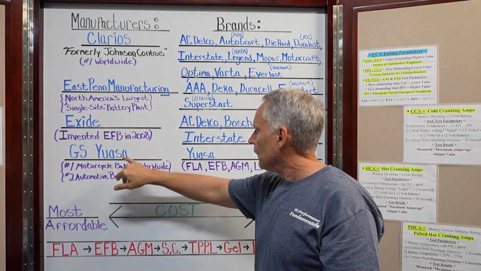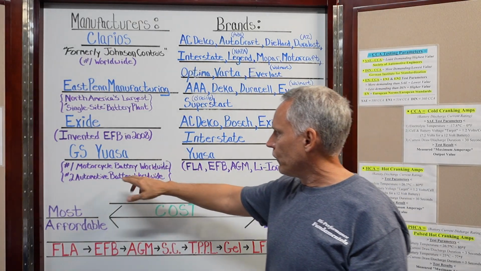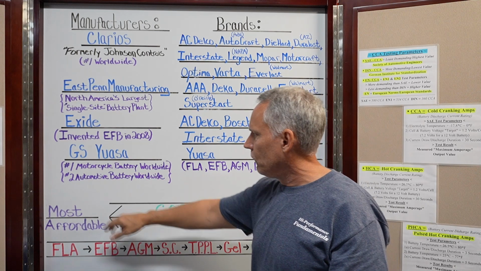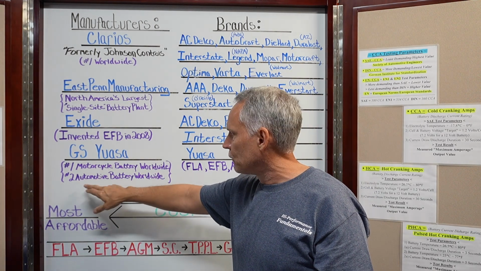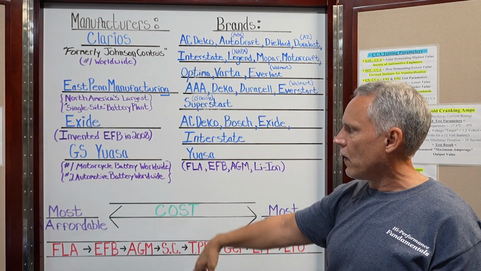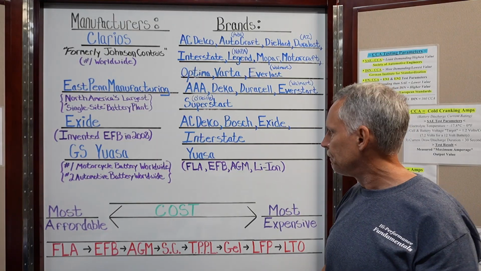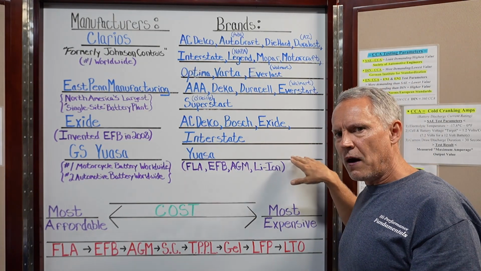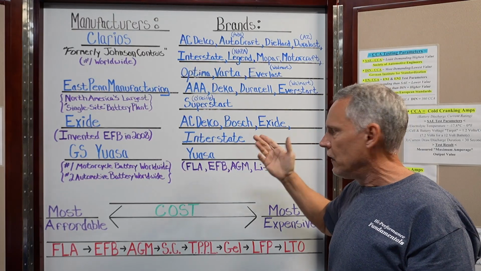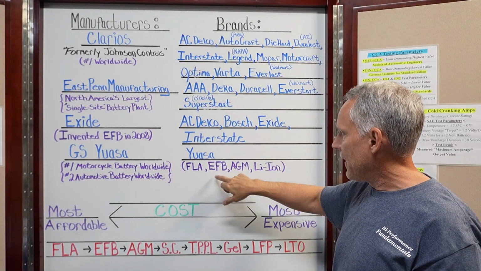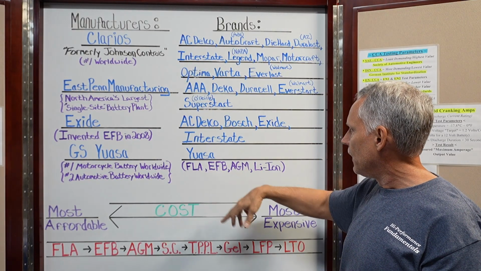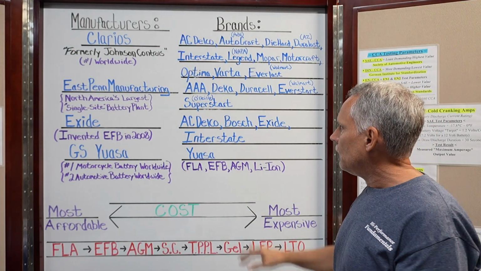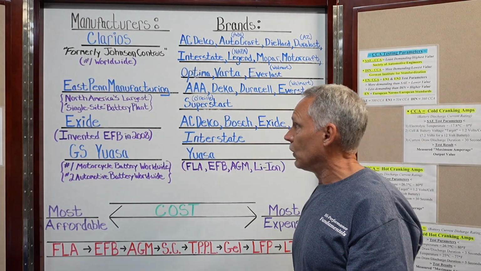GS Yuasa, they're out of Japan. They are currently the number one motorcycle battery manufacturer in the world, and I believe this is accurate, number two in automotive battery manufacturing worldwide. They make their brand of Yuasa battery. I don't know if they do private label batteries. They may, but they do make flooded lead acid, enhanced flooded batteries, AGM batteries, and lithium ion batteries. In general, this covers a lot of the big players.